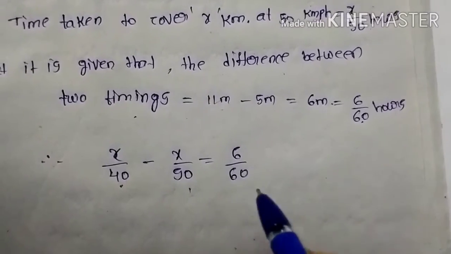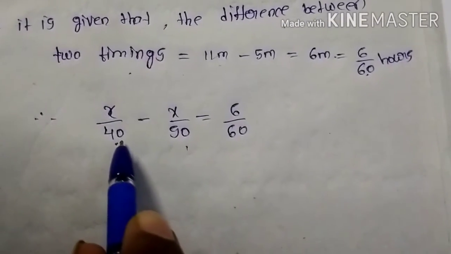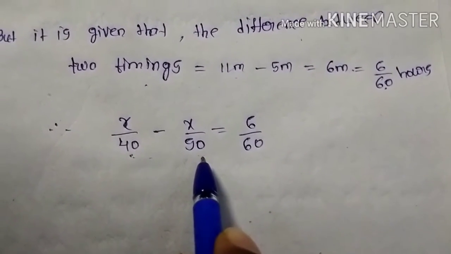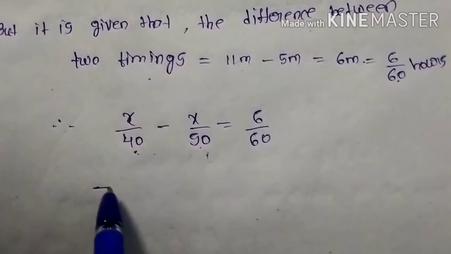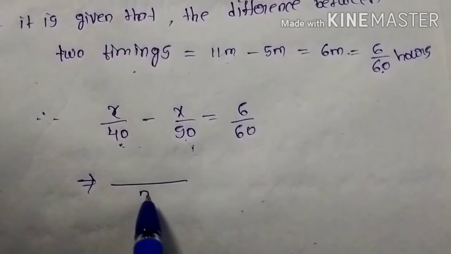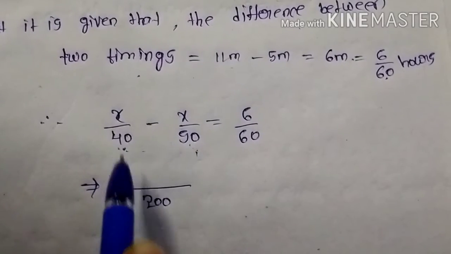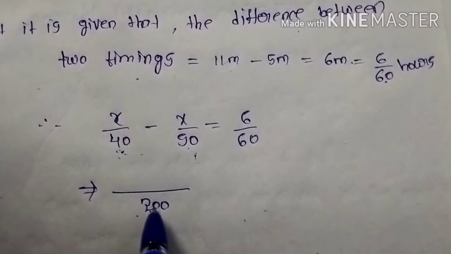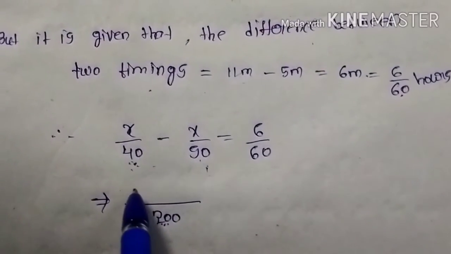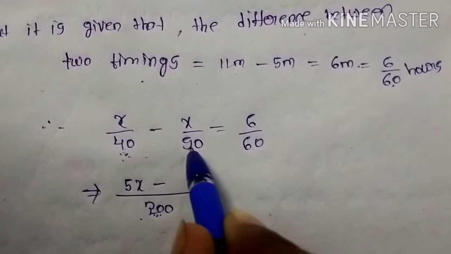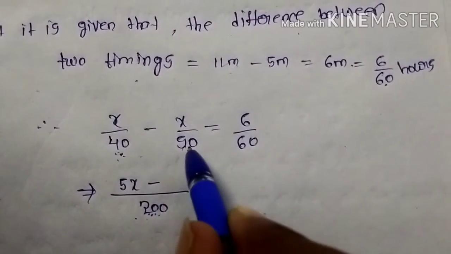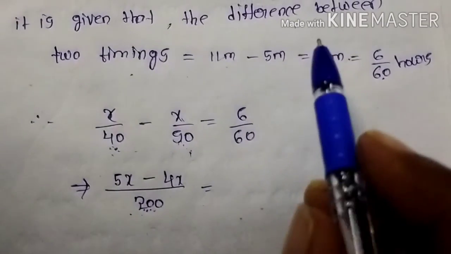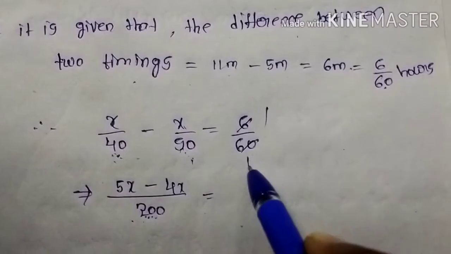This is equal to 6 by 60. Now find the LCM of 40 and 50. What is the LCM of 40 and 50? You can see directly, 4 5 20, that means 200 is your LCM. 40 into 5 is 200, so we write 5 into x, minus 50 into 4 is 200, so 4 into x. You can write 4x. If it is possible, you can simplify 6 by 60, which is 1 by 10.